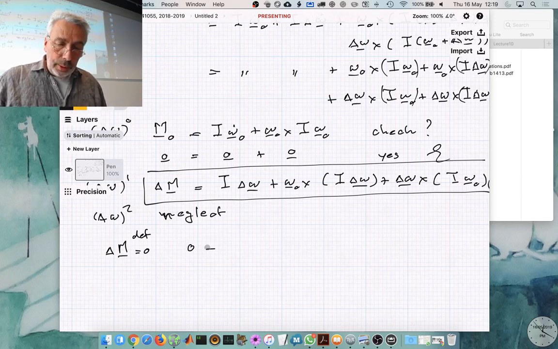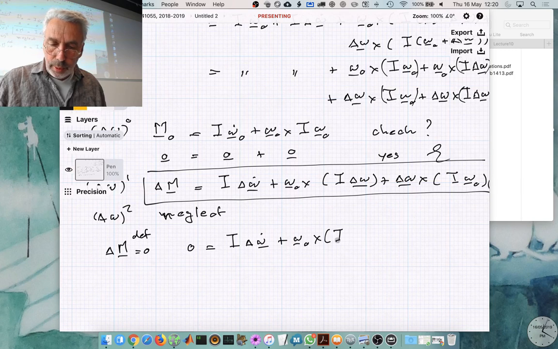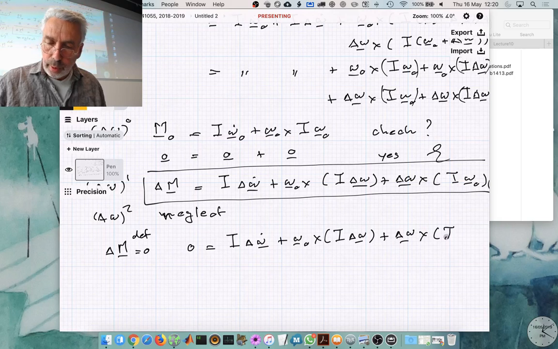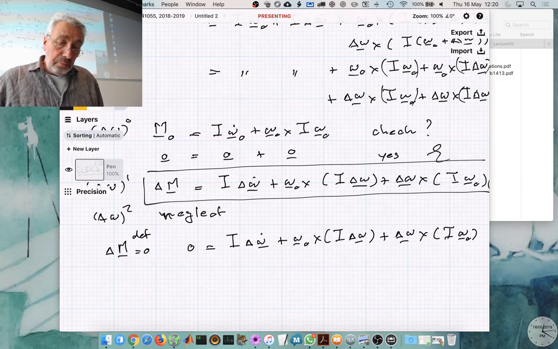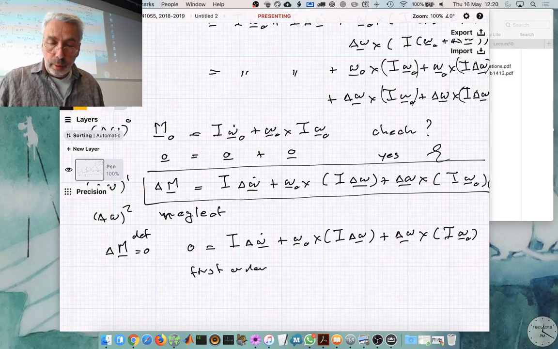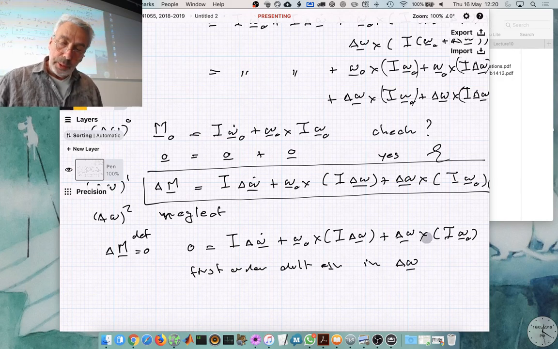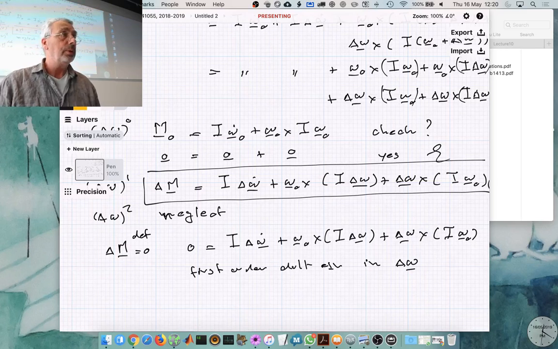Then the conclusion is, this is our equation. There should be a dot here. So I delta omega dot plus omega 0, the initial one, times I delta omega plus delta omega cross I omega 0. This is a first order differential equation in delta omega, right? We have pieces with delta omega and we have pieces with delta omega dot.